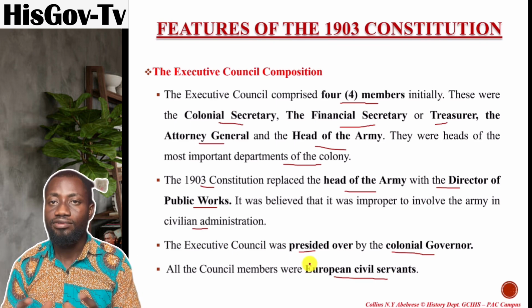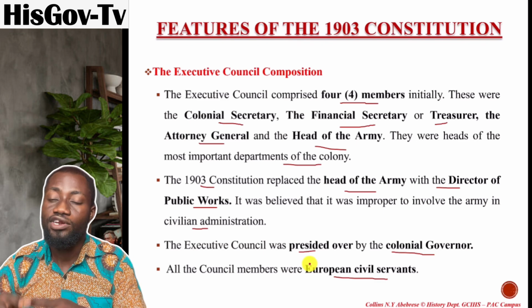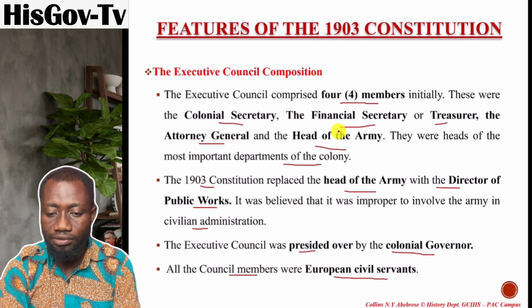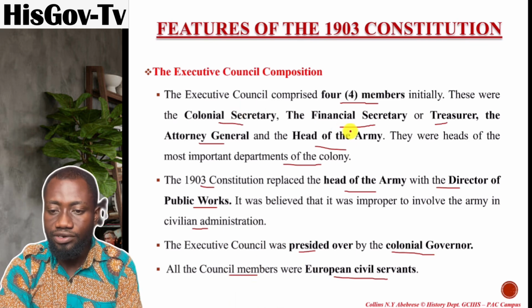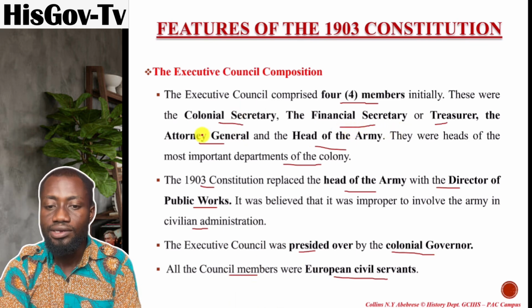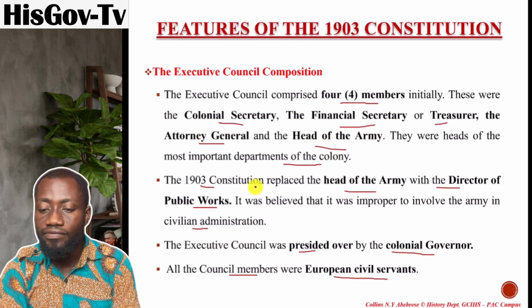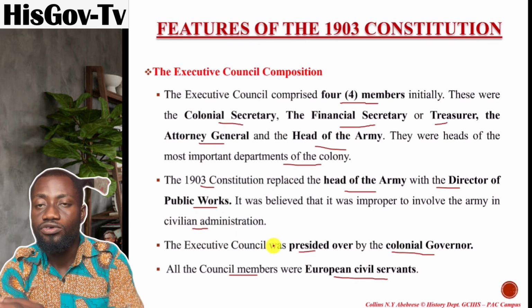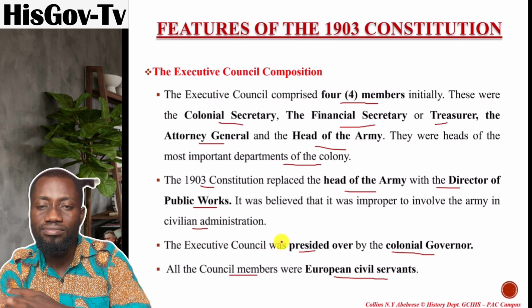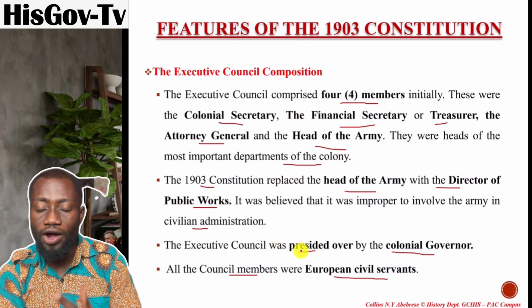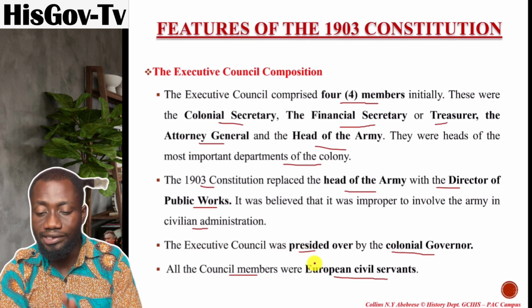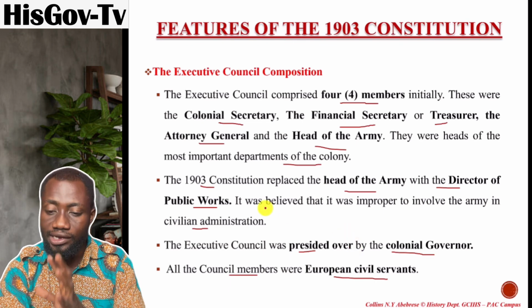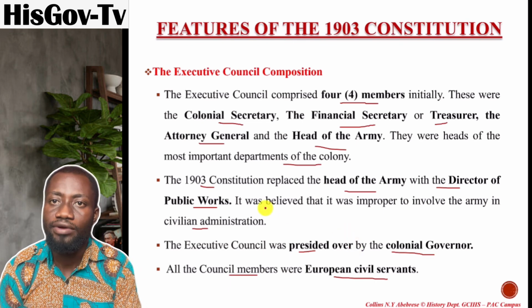This Executive Council is supposed to be a council for the Gold Coast. However, look at all the council members we talked about: the Colonial Secretary, the Financial Secretary, the Attorney General, the head of the army, even the Director of Public Works. They were all European civil servants. So no Gold Coaster or African was appointed to the Executive Council, and it was also presided over by the colonial governor. And this is worrying, right?